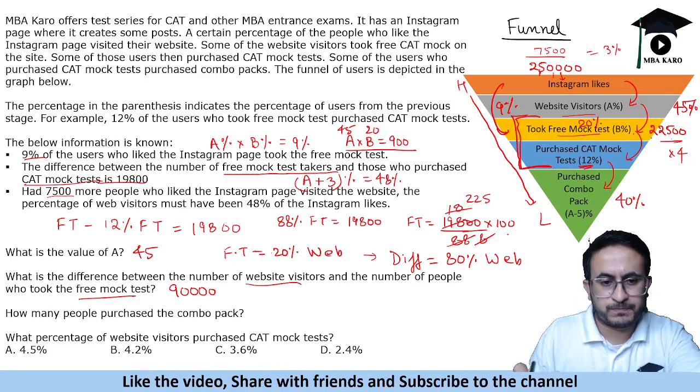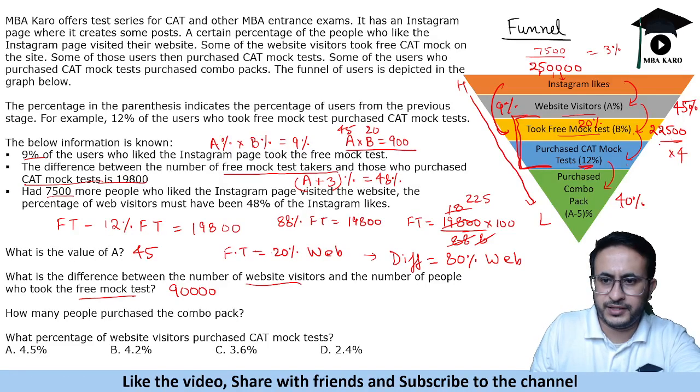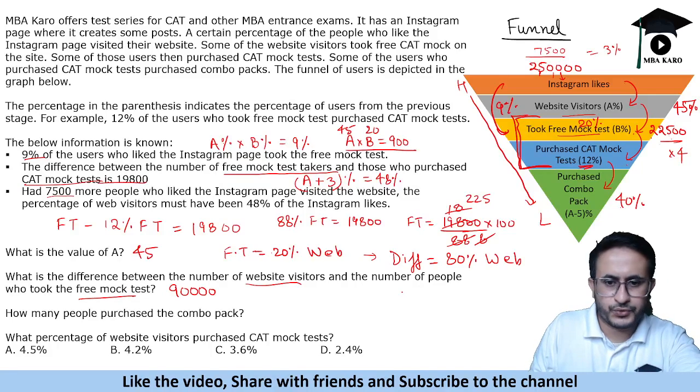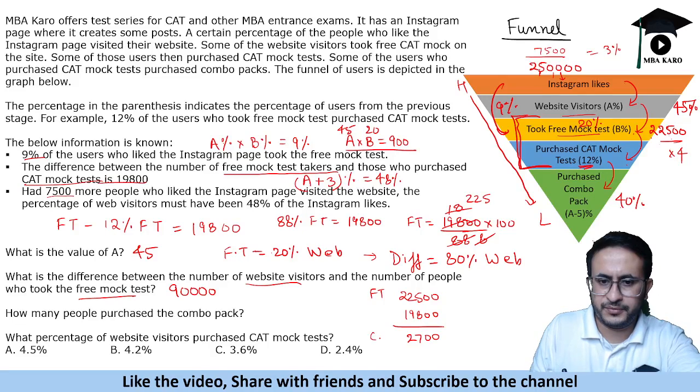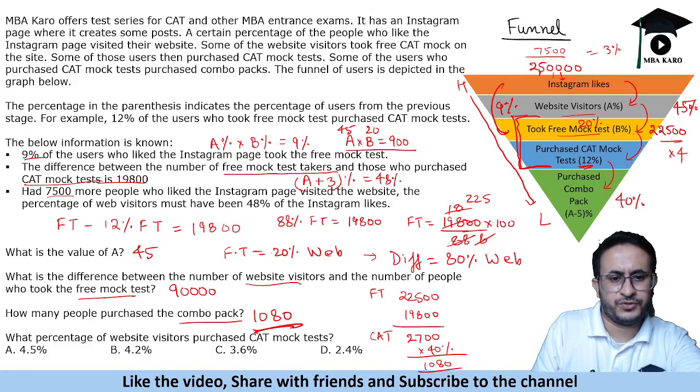That is the difference. How many people purchased the combo pack? Okay, combo pack is 40% of this. So 225 was this, 12% of that and then 40%. So like we calculated this 19,800, that was the difference. So 22,500 was the free test. Okay, 19,800 was the difference. So that gives us 2700 as CAT mocks, and combo is 40% of it. 40% of it is 1080. So combo pack is 1080. So these are the answers.